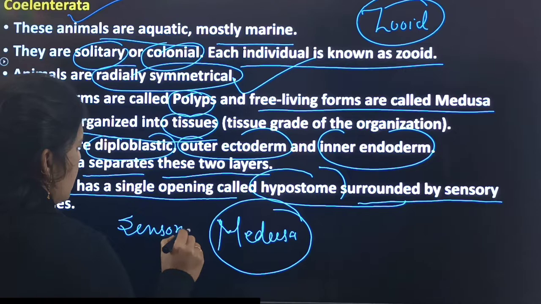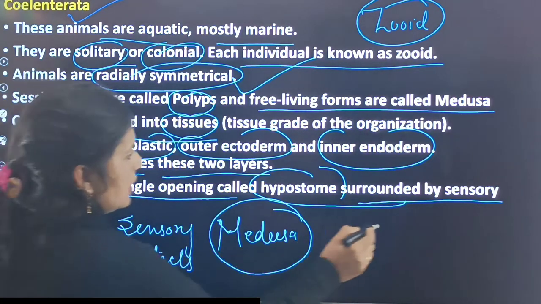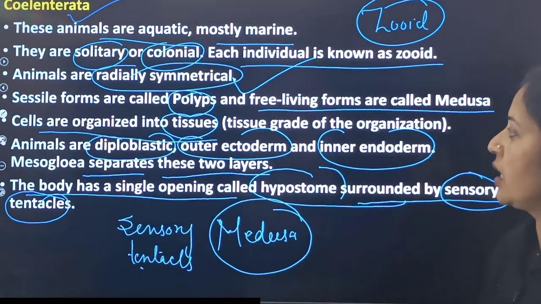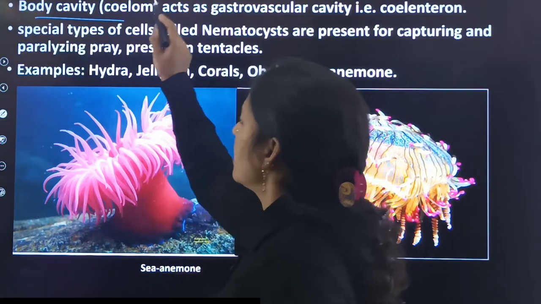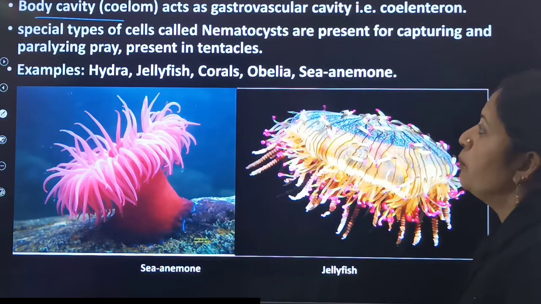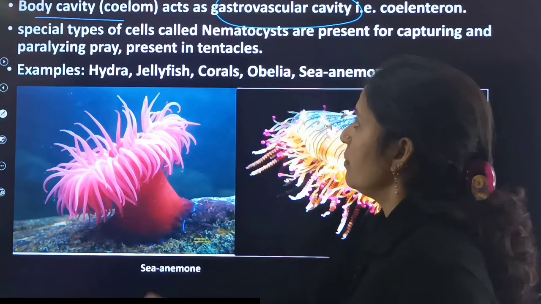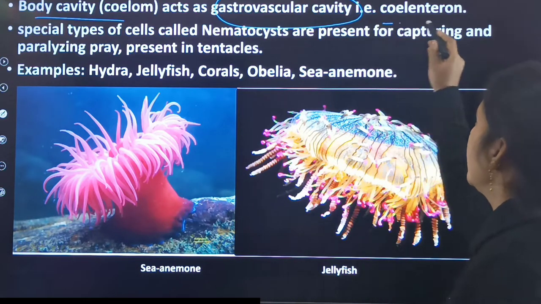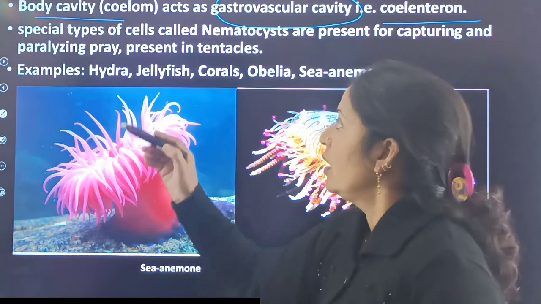These are the sensory tentacles. So this is the Coelenterata. The next important characteristic of the Coelenterata is the body cavity. The coelenteron acts as a gastrovascular cavity, and this gastrovascular cavity is known as the coelenteron.